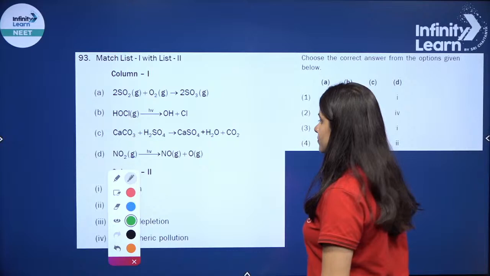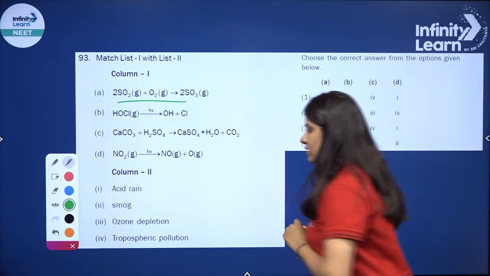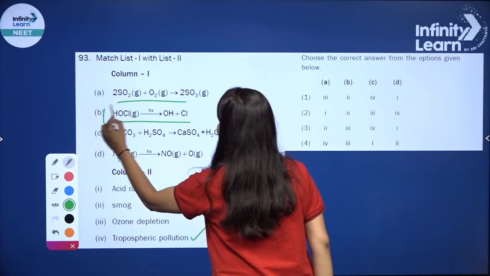Next. So, we need to match the column. SO2 plus O2 gives SO3. So, what is this? This is what? Pollution? Yes, this is tropospheric pollution. HOCl gives me OH plus Cl. This is for ozone depletion. This you are already sure about this.